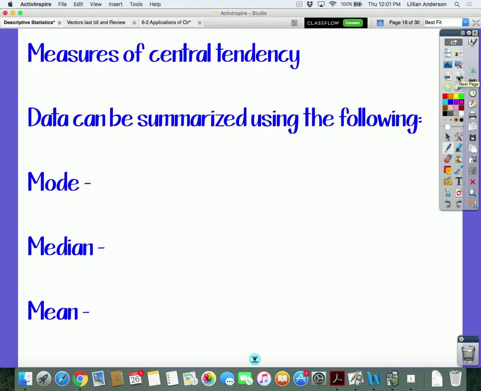All right, measures of central tendency. Getting a little bit deeper into the math. Data can be summarized using the following things. You guys should remember this. What is mode? It stands for the piece of data that occurs the most. Median is the middle. It's the number that's in the middle.